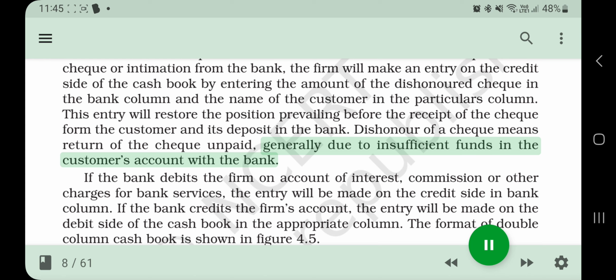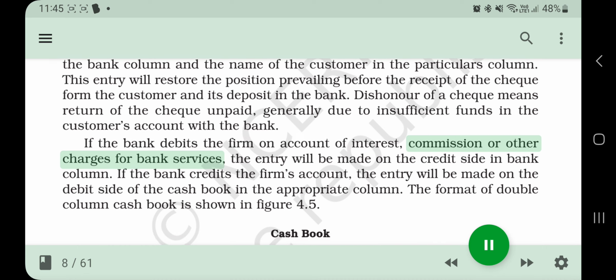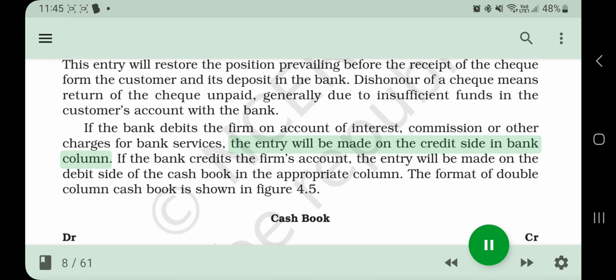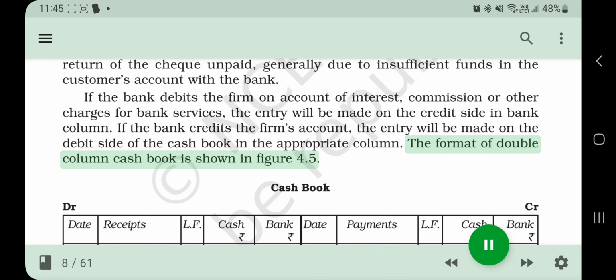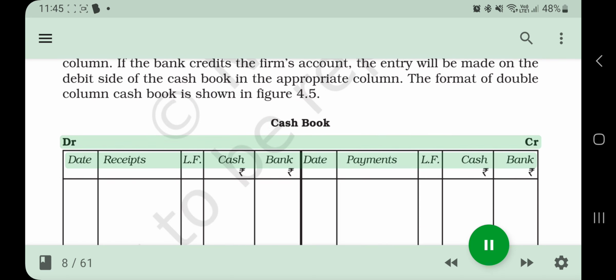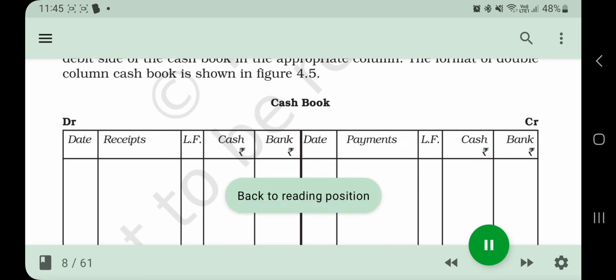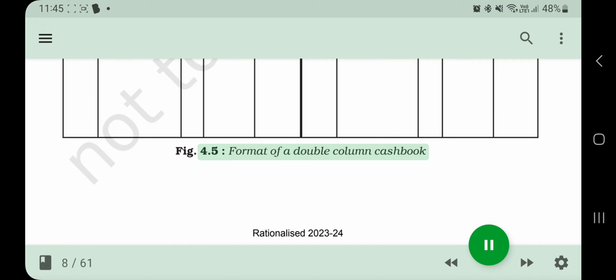If the bank debits the firm on account of interest, commission or other charges for bank services, the entry will be made on the credit side in the bank column. If the bank credits the firm's account, the entry will be made on the debit side of the cash book in the appropriate column. The format of a double column cash book is shown in figure 4.5. Cash book. Dr. Cr. Date, receipts, LF, cash, bank; date, payments, LF, cash, bank. Fig. 4.5. Format of a double column cash book.